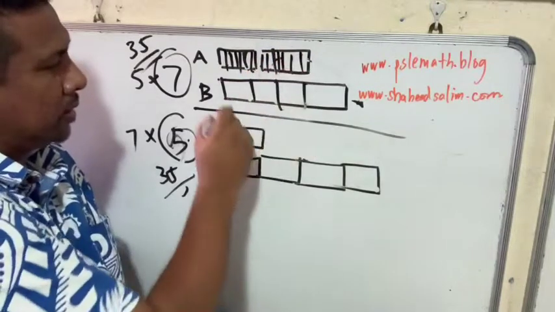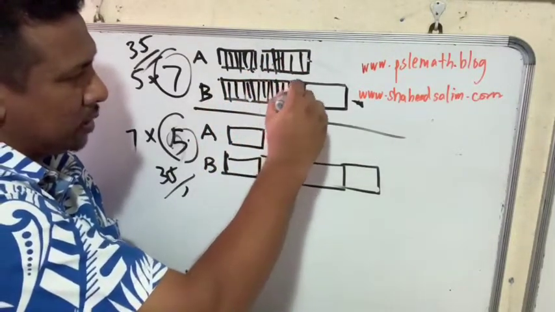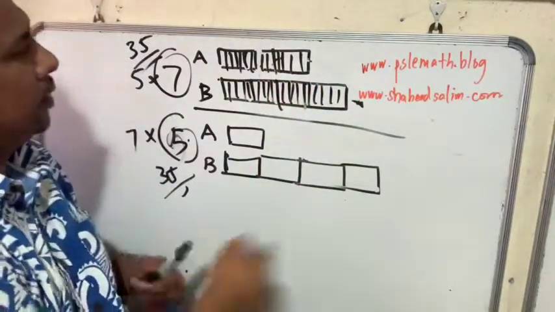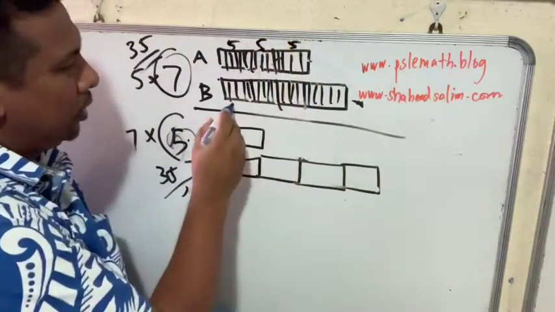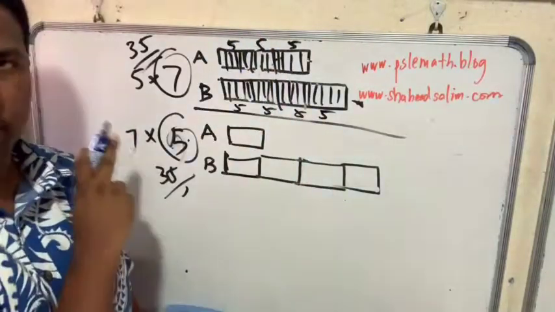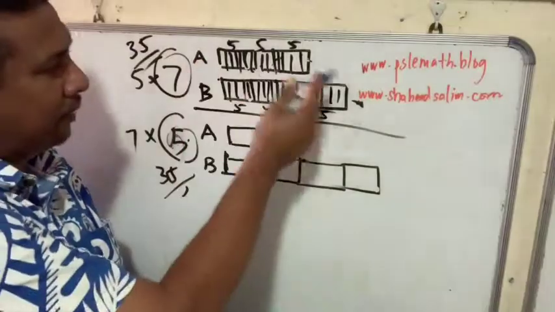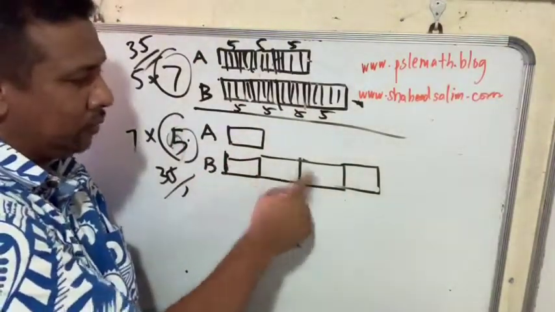Divide into 5 parts. So I have 5, 10, 15, 20, 25, 30, 35. Alright? So there's 35, and I'm going to put it in this form.